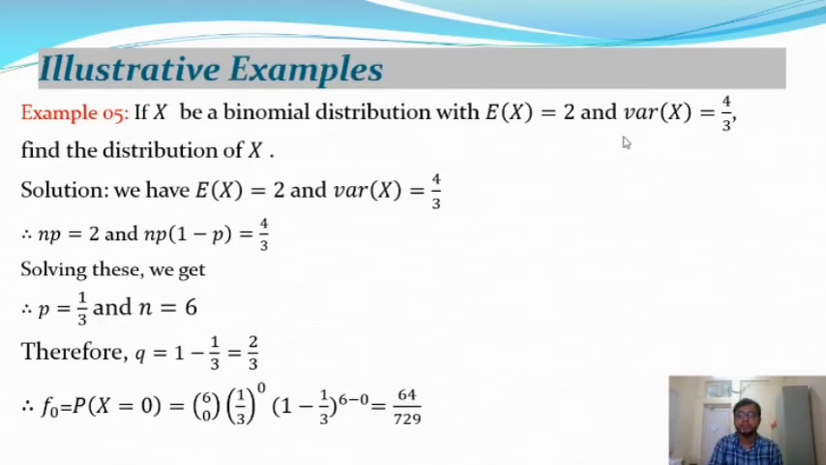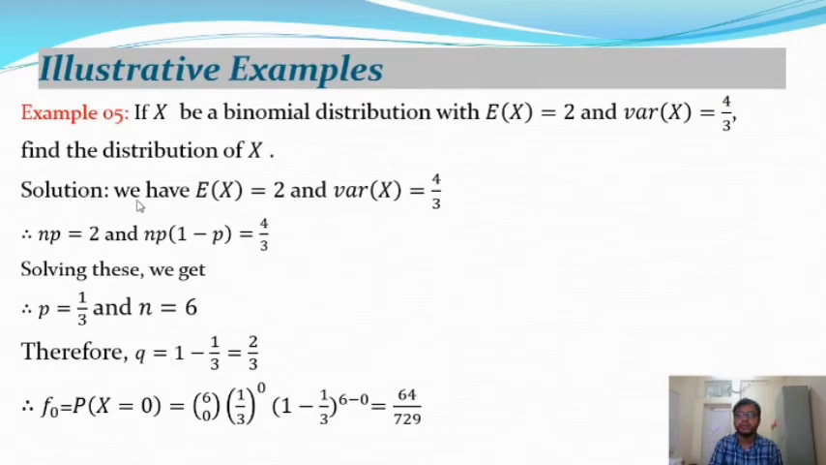So after that we'll take the fifth example, and this one is actually if x is a binomial distribution with the expectation value 2 and the variance equal to 4 by 3. And from this find the distribution function of x. So in that case, where the distribution function is the discrete distribution, so here is the solution of the given problem.